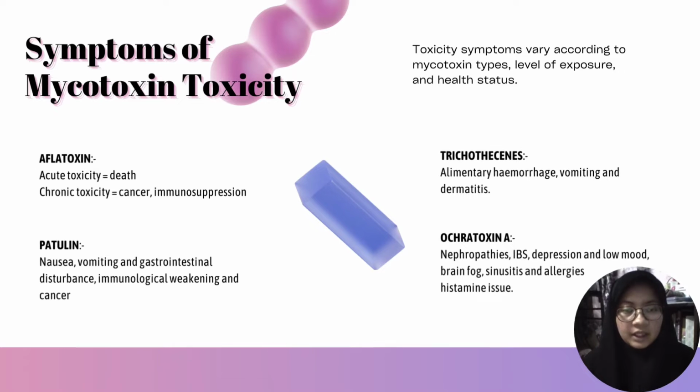also cancer. And then we have trichothecene, where the symptoms of toxicity include alimentary hemorrhage, vomiting, and dermatitis. And lastly, we have ochratoxin A, where the symptoms of ochratoxin A toxicity include nephropathies, irritable bowel syndrome, depression, and low mood, also brain fog, sinusitis, allergies, and histamine issues.